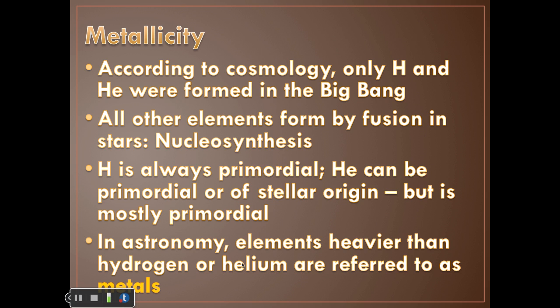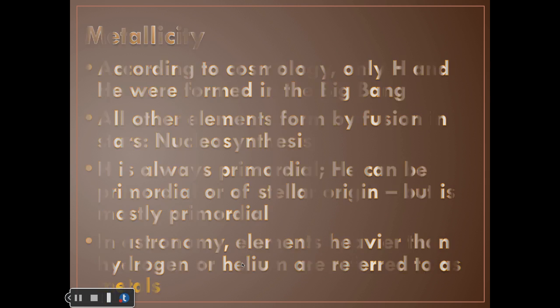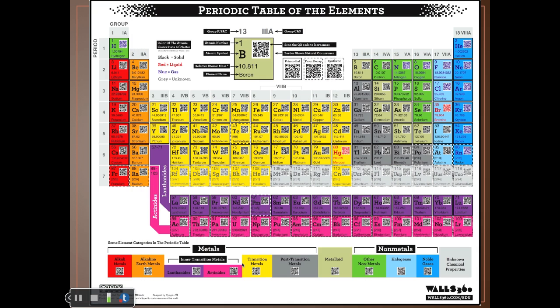And then all the other elements that we see, we tend to refer to as metals. We know they're not metals in the chemical sense, but it's just a way of distinguishing between these primordial elements, hydrogen, helium, and other elements. And so metallicity is a measure of how many other heavy elements we have.